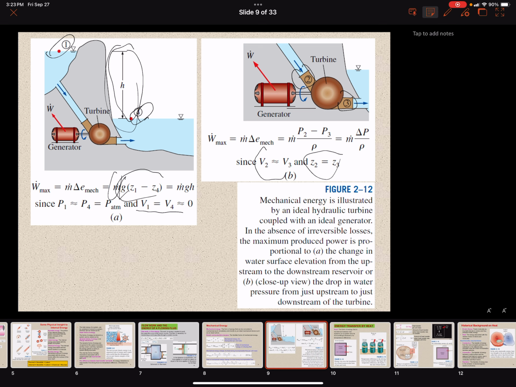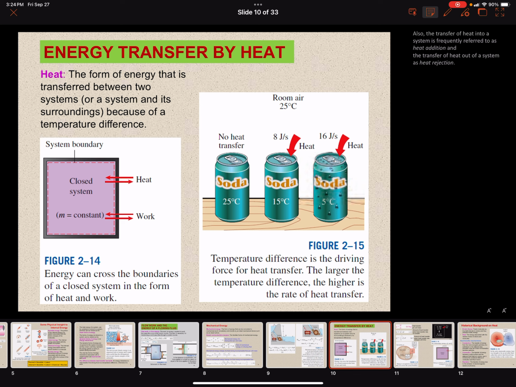For the next slide, we are talking about the energy transferred by heat. Heat is the form of energy that is transferred between two systems, or a system and its surroundings, because of a temperature difference. As you can see in this figure, the room temperature is 25.